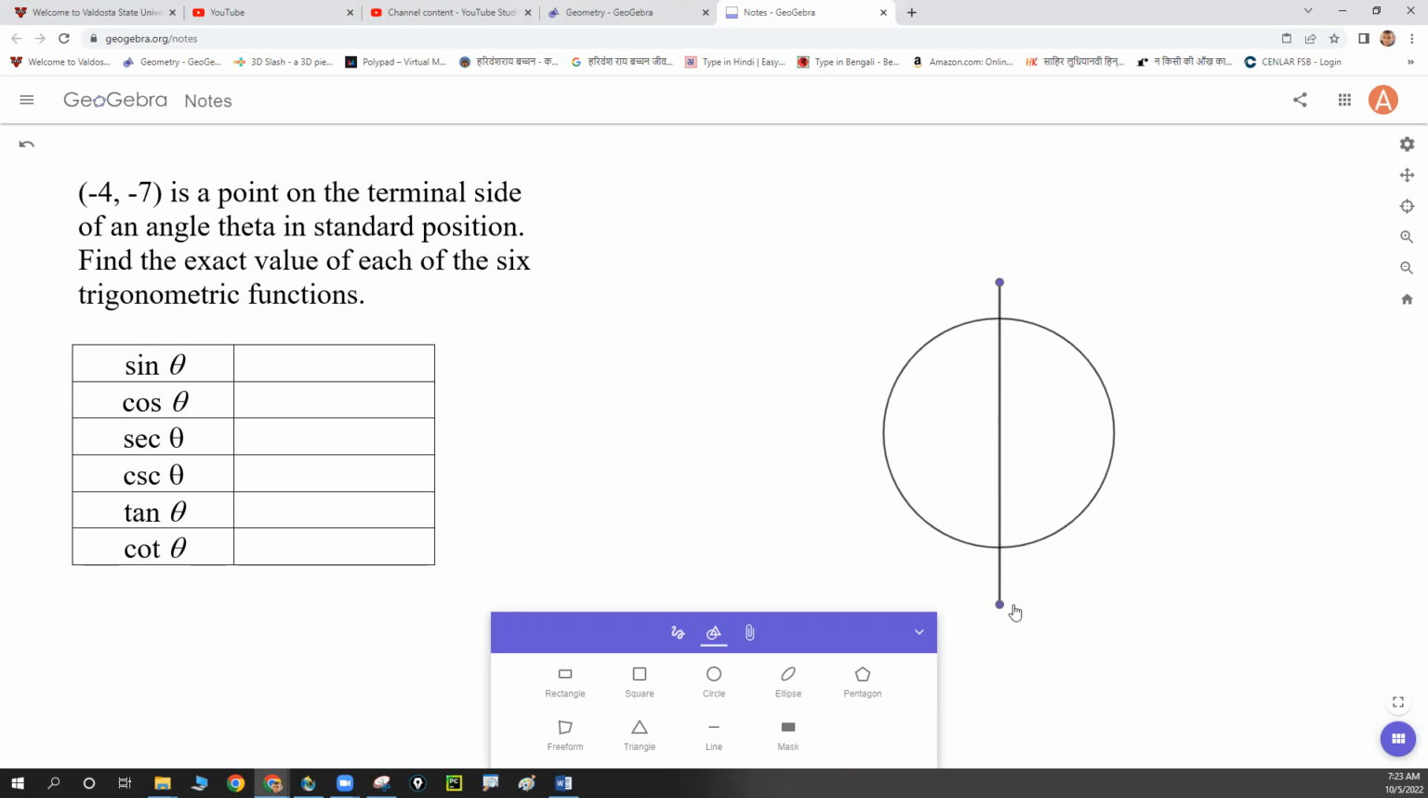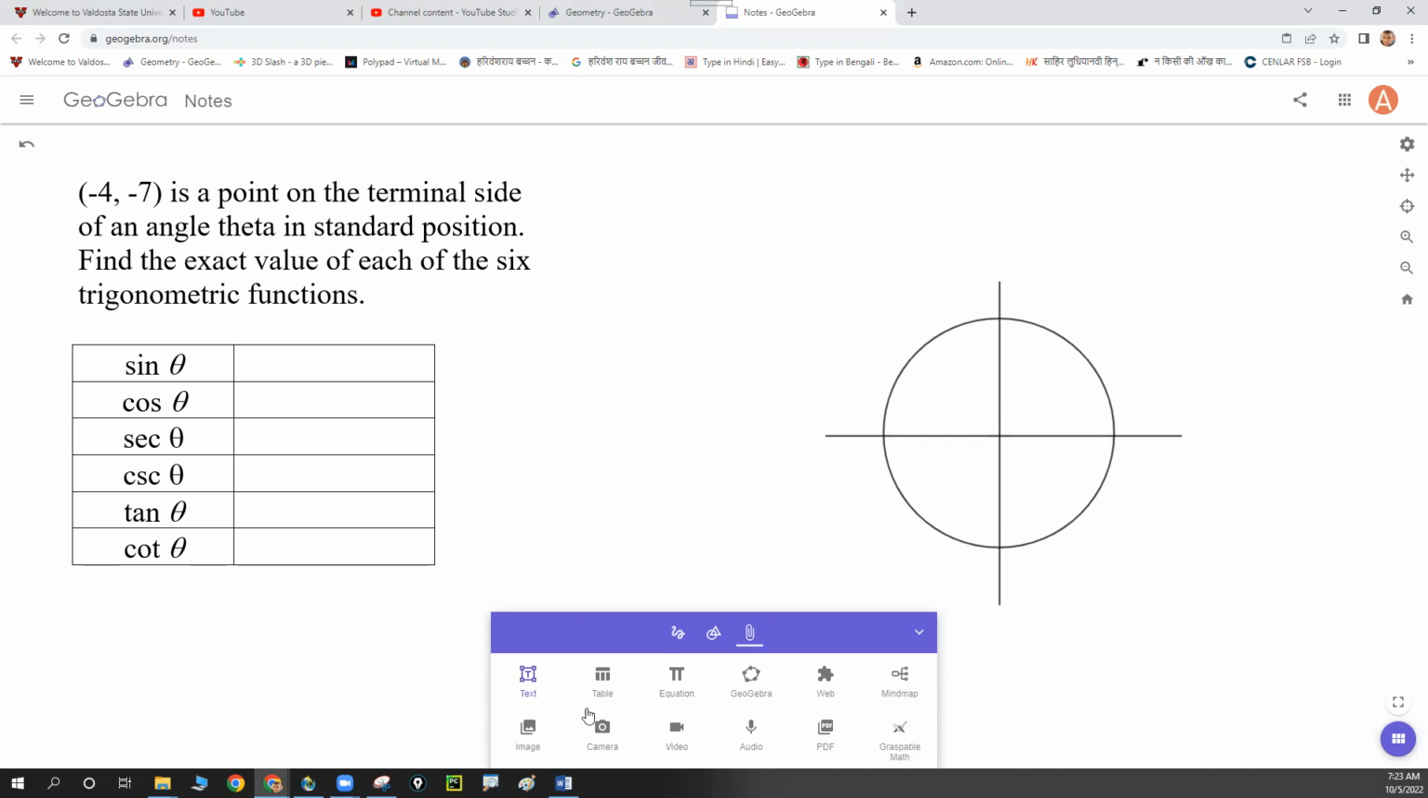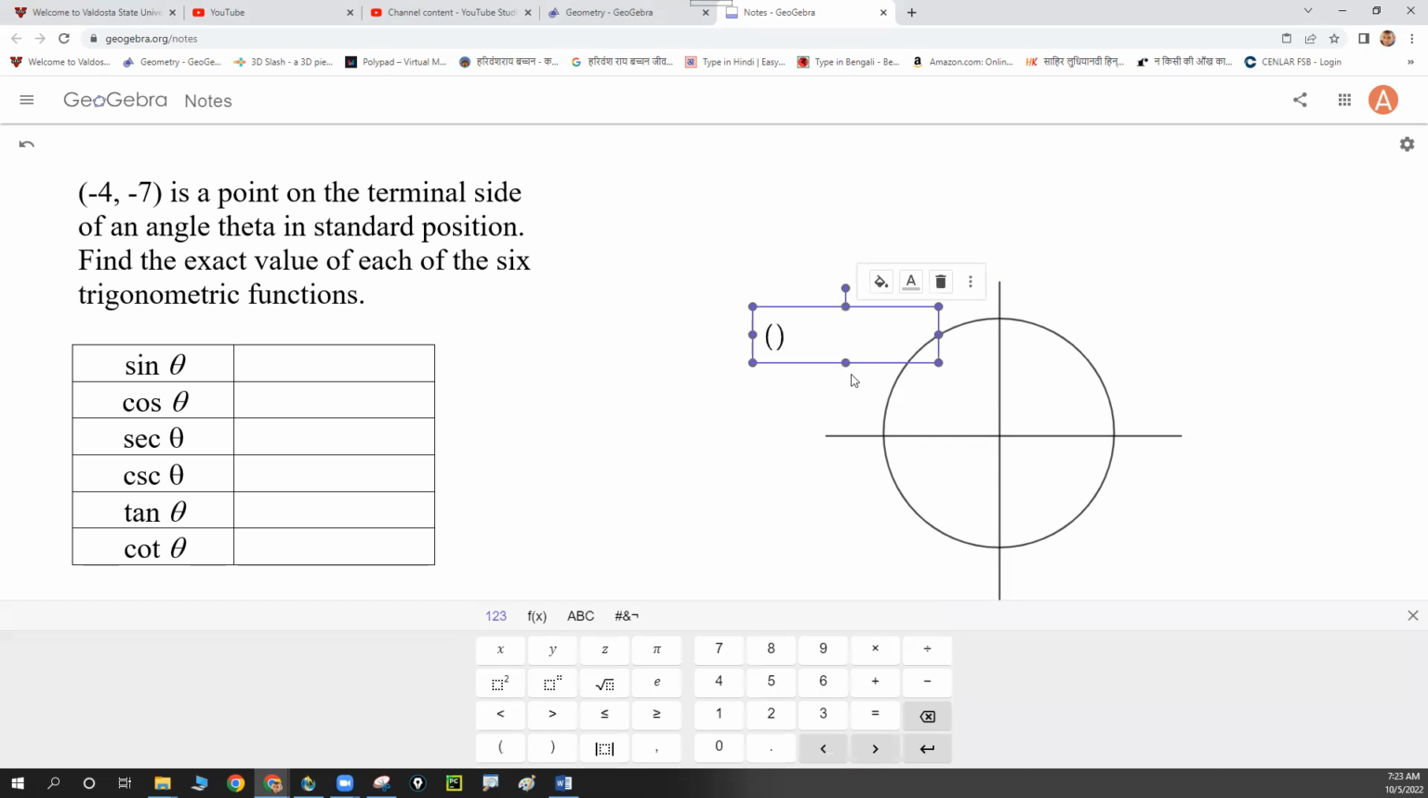And this is a common problem. You're going to see it again and again. Make sure you get it. So -4 and -7, I don't have to be exact. I would like to choose the right coordinate, quadrant.